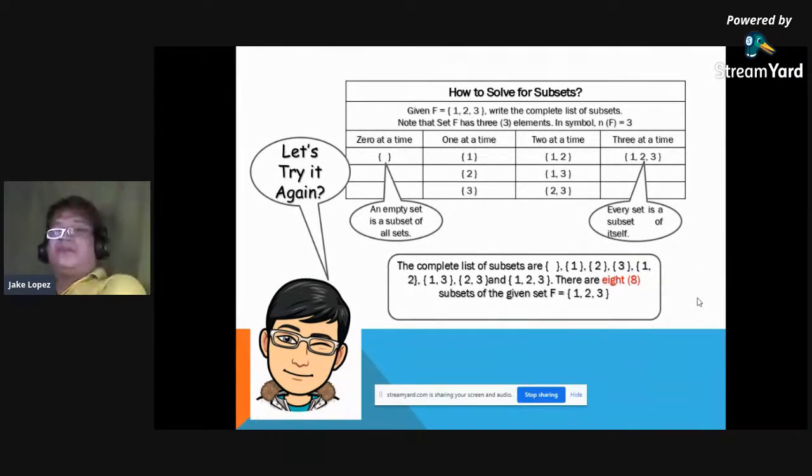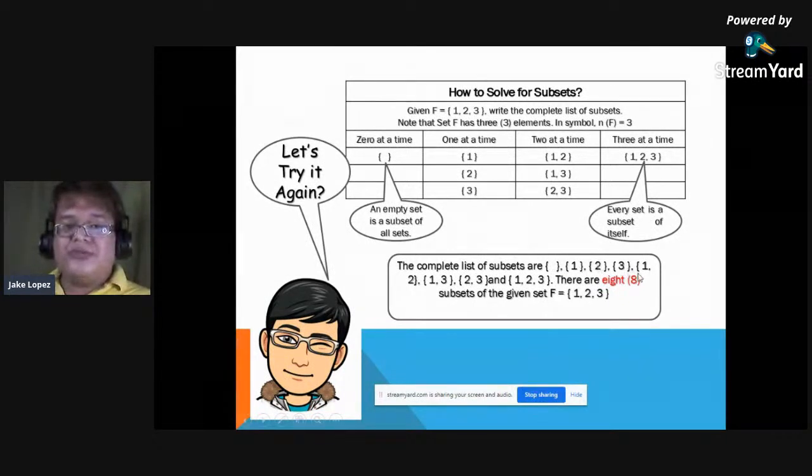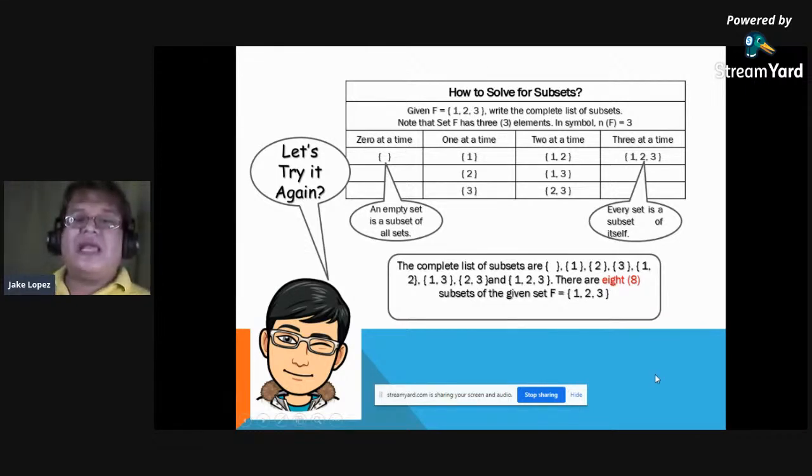Ilang subset pa ang nasa loob ng set na yan? We have 8. Okay, so here, we have the null or the empty set, 1, 2, 3, 4, and then 1, 2, 1, 3, 2, 3, and 1, 2, 3. So there are 8 subsets of the given set F, 1, 2, and 3. So do you see the pattern now? Okay.